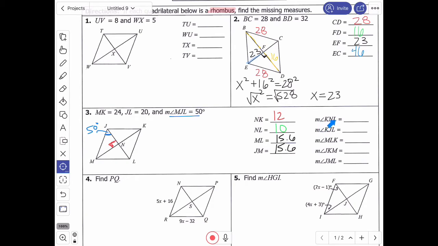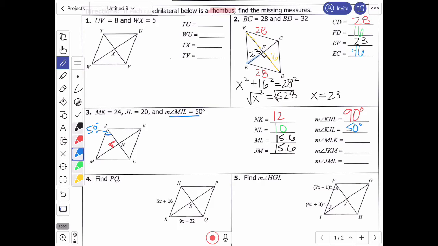So angle KNL, that is referring to this angle right here, which would be one of those 90-degree perpendicular angles, or right angles. And then for angle KJL, that was the angle I was referring to just a few seconds ago, that this diagonal is bisecting. So since this side is 50, that means this angle over here is also 50.